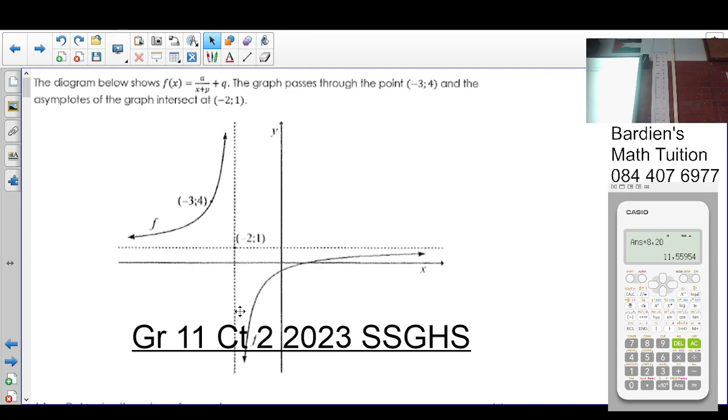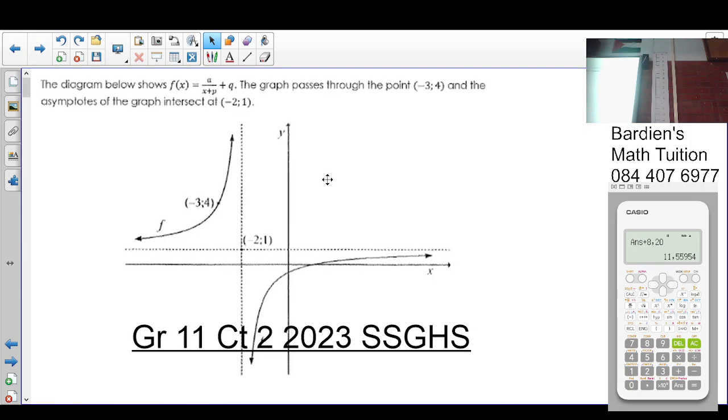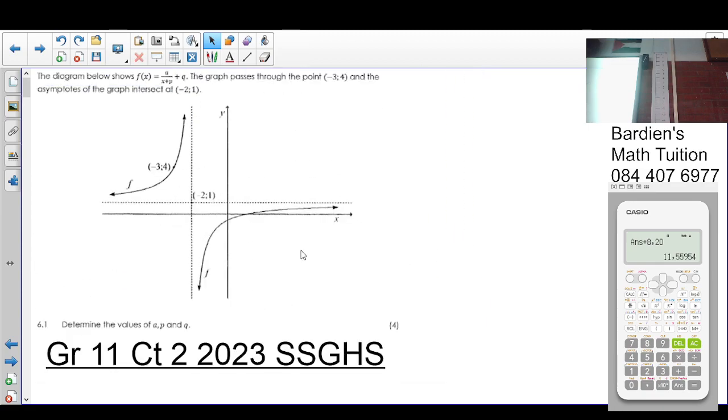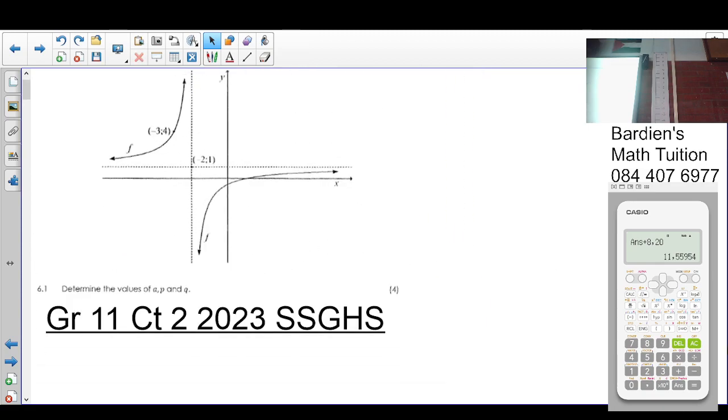Question 6, people: the diagram below shows f of x equals a over (x plus p) plus q, and the graph passes through the point (-3, 4). The asymptotes of the graph intersect at (-2, 1). So with that asymptote being that point there, we know that this line is y equal to 1, and this is x equal to -2.